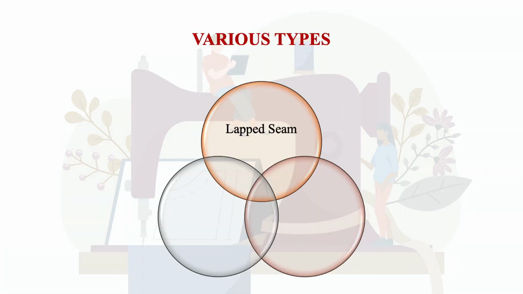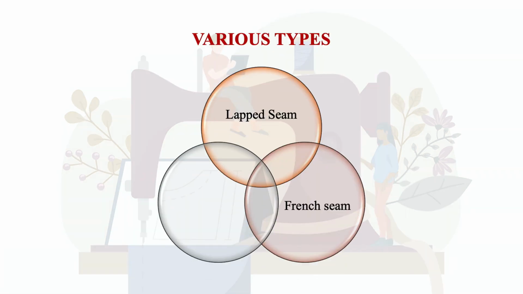Then we will discuss which important seams we will cover today. There are various seams, but today we will discuss the lapped seam, the French seam and the flat fell seam. These three types of seam we will be discussing today, and we will discuss the steps for the construction of these three types of seam.